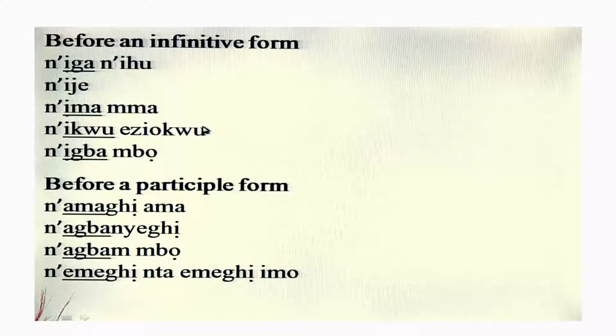N'ikwu eziokwu. Anọghị m oge o mere. N'ikwu eziokwu, anọghị m oge ihe ahụ mere. N'ịgba mbọ. Ume ya gwụrụ n'ịgba mbọ.